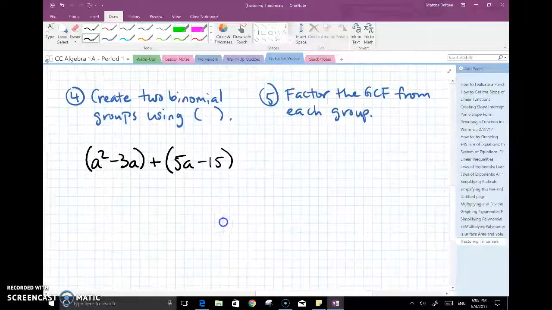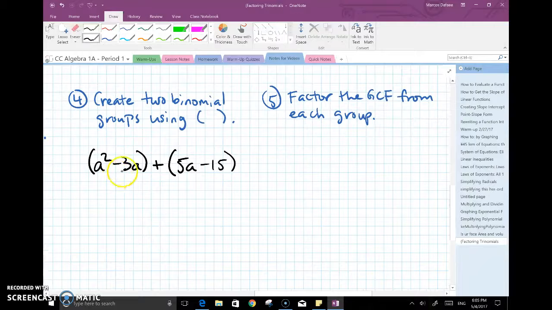Step 5 is to factor a GCF from each of these two binomial groups. So we'll start with this one over here. I notice that I can factor out a 1, but I also notice that they each have an a. So I can factor out 1a at the most. That leaves me with an a minus 3 from the first one.